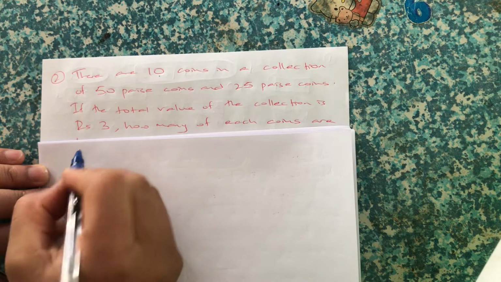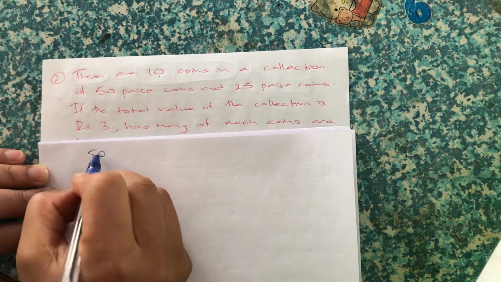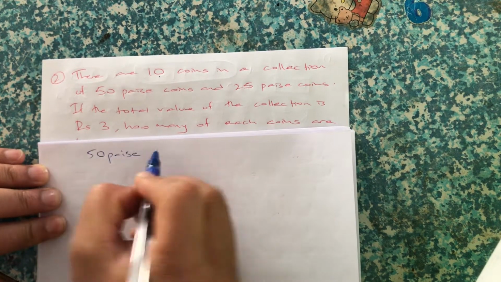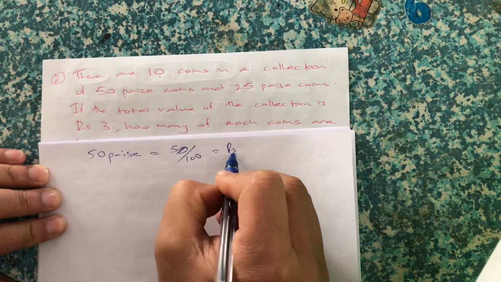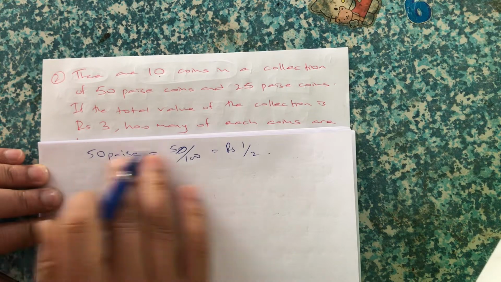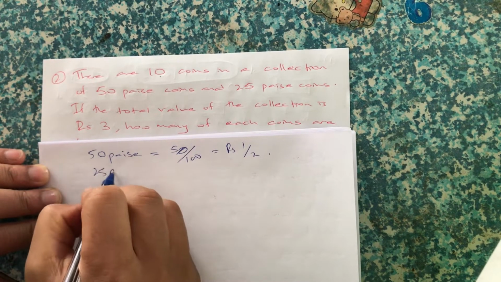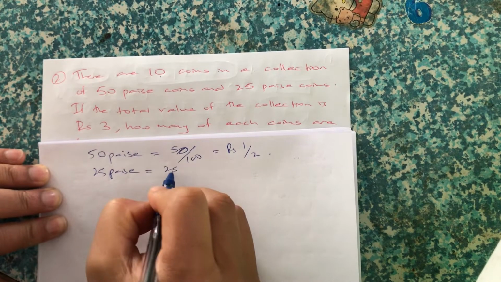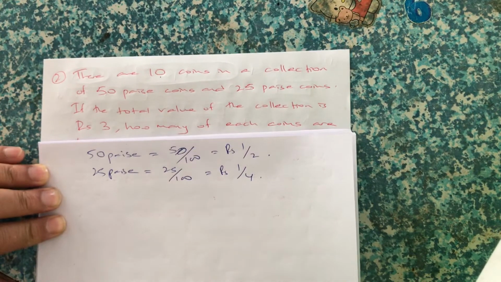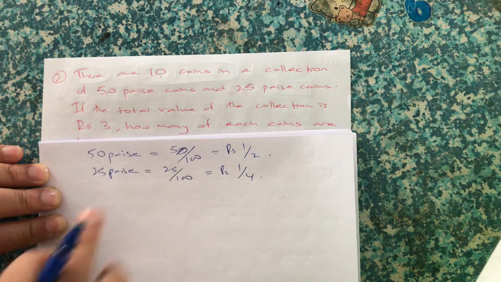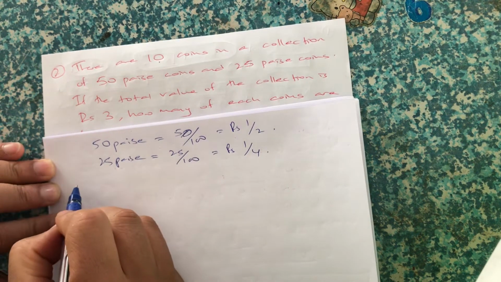So first, we say 50 paise is equal to 50 by 100, which is equal to half rupees. So you start by doing this. 25 paise, so I do my conversion first: 25 by 100 is equal to 1 by 4. Once I've done the conversion, then you'll always do this.